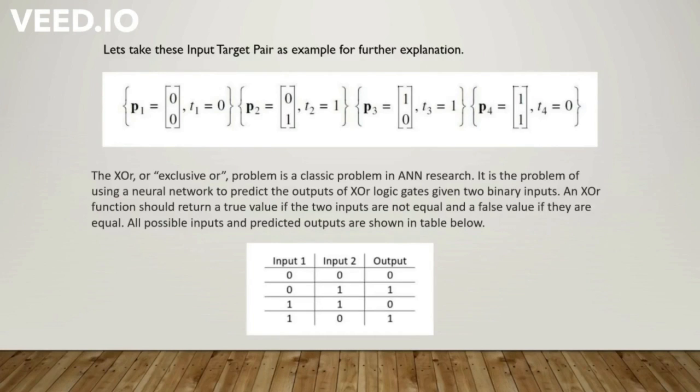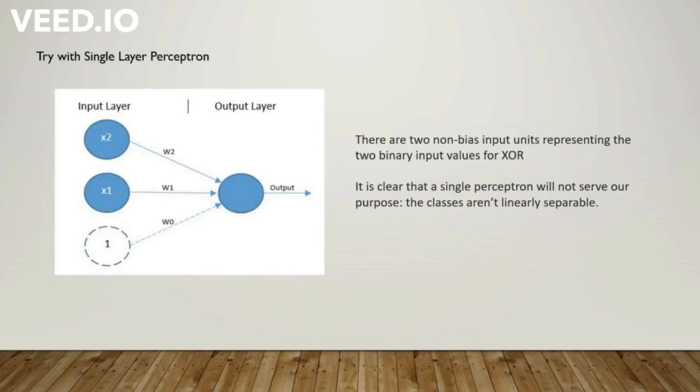An XOR function gives a true value if the two inputs are not equal and a false value if they are equal. From this input data, the possible predicted outputs can be tabulated in the table shown here. To solve this XOR problem, we can try using a single-layer perceptron.